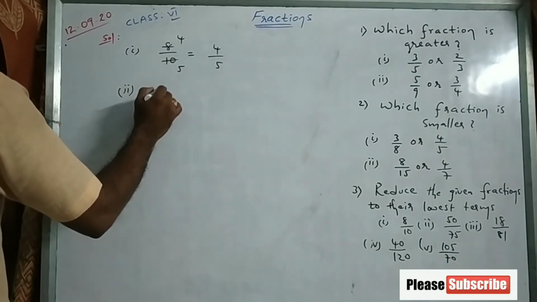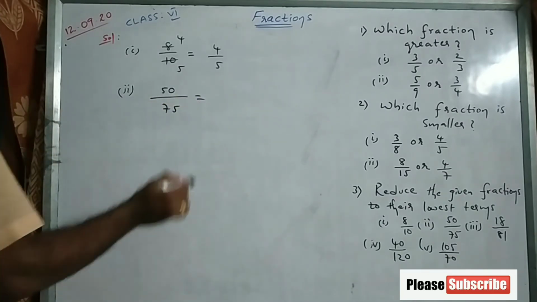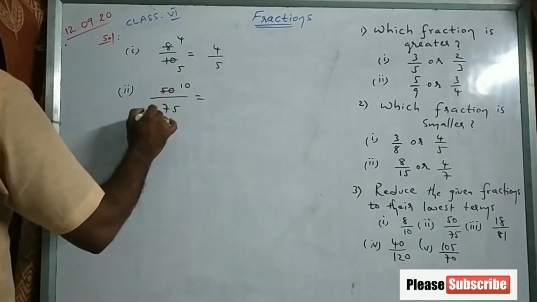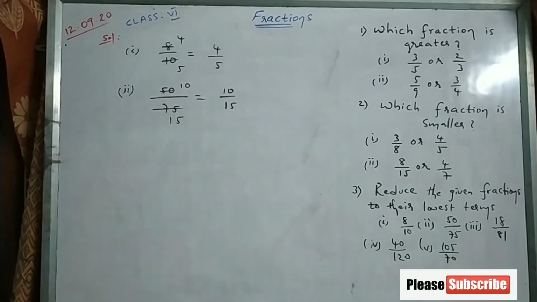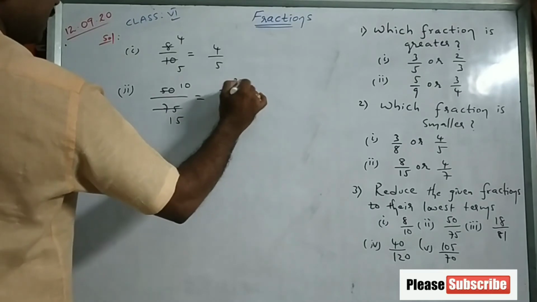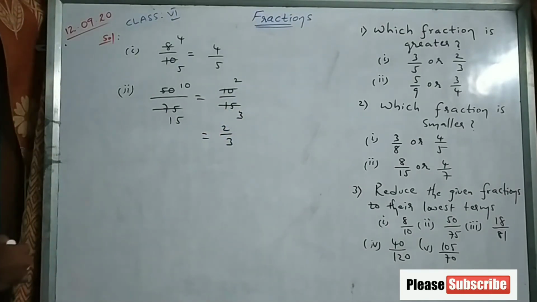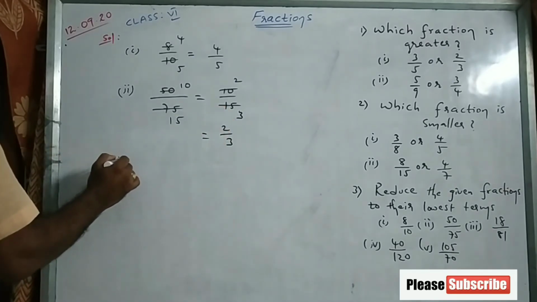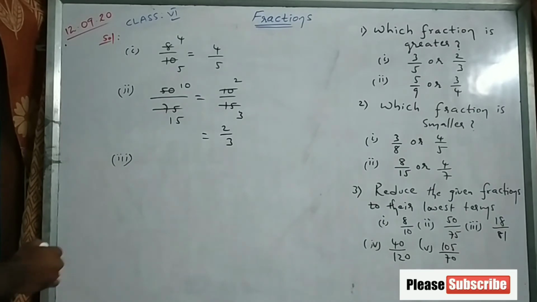For example, you take 50 by 75. 5 table we can cancel here. 5 10s are 50, 5 15s are 75. Again take 10 by 15. Again there is cancellation, 5 2s, 5 3s. So what is the required simplified form? 2 by 3. There is no cancellation here. So the same table you should cancel in the numerator and the denominator.